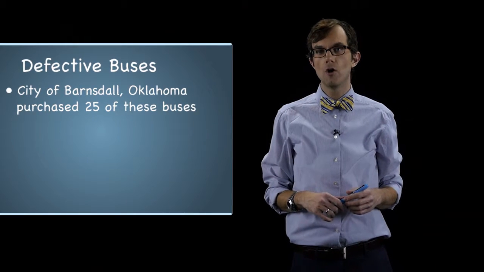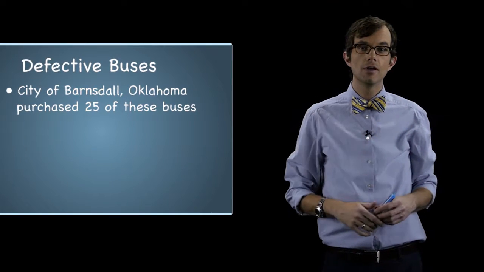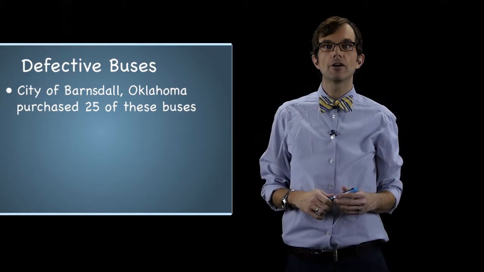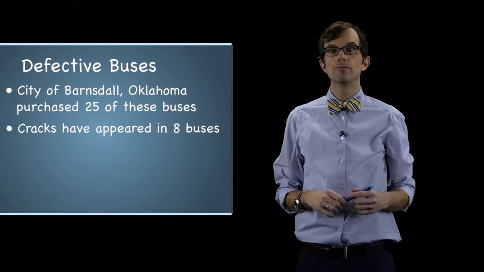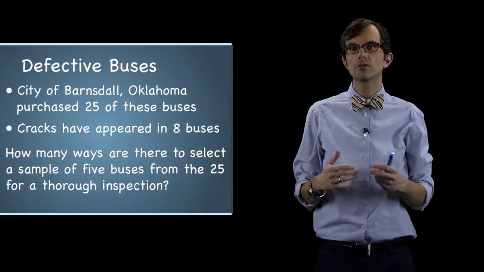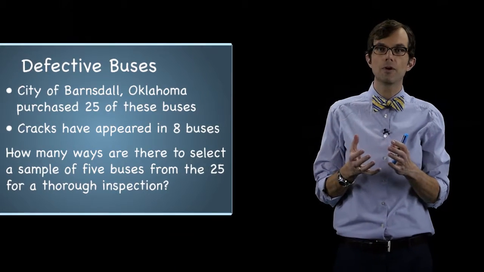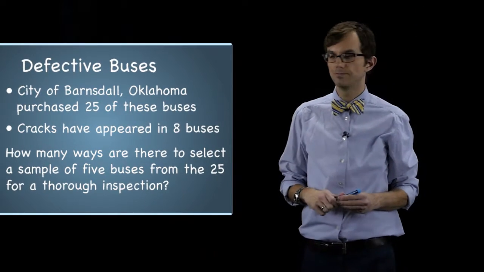Okay, let's do one more counting example. Shortly after being put into service, some buses manufactured by a certain company have developed cracks on the underside of the mainframe. Suppose the city of Barnsdall, Oklahoma, not a home of legends, purchased 25 of these buses, and cracks have actually appeared in 8 of them. How many ways are there to select a sample of 5 buses from those 25 for a thorough inspection?